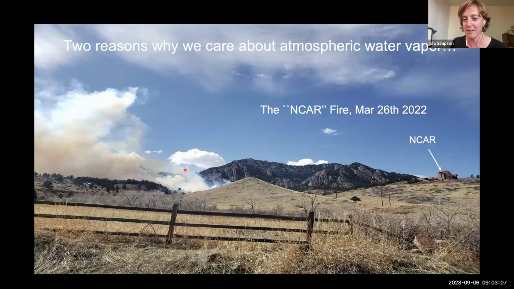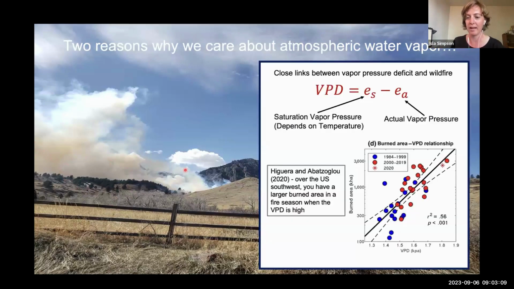Of course, there are many reasons why fires happen, but one is that there are these very close links between atmospheric vapor pressure deficit and wildfire. So it matters how hot the atmosphere is and how dry the atmosphere is. Vapor pressure deficit is the difference between the saturation vapor pressure, which depends on temperature, and the actual vapor pressure, which is just how much water vapor there is in the atmosphere.